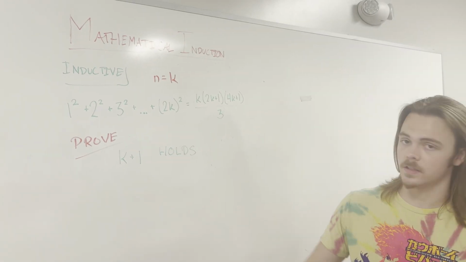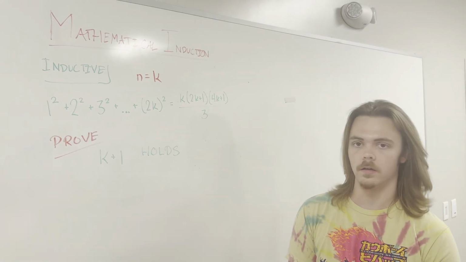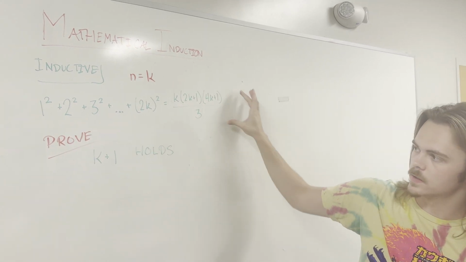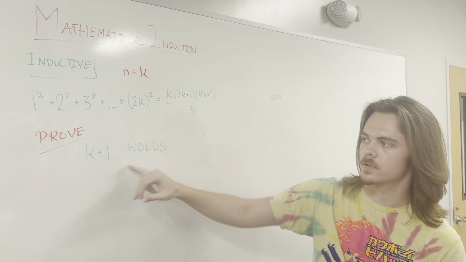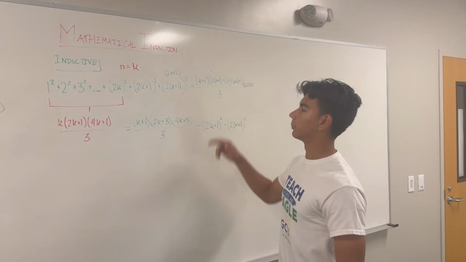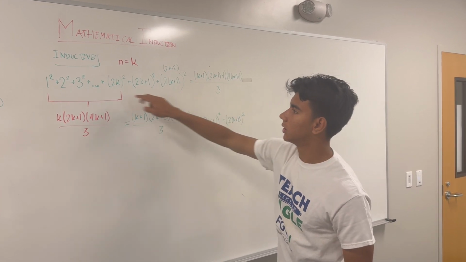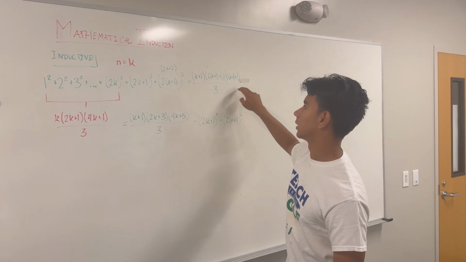All right, so for the inductive step, we're going to set n equal to k, and we're going to find that this is what follows. And using this, we're going to be able to prove that k plus 1 holds. Now to prove that k plus 1 holds, we're going to plug k plus 1 into the equation, and you're going to get this long line here.